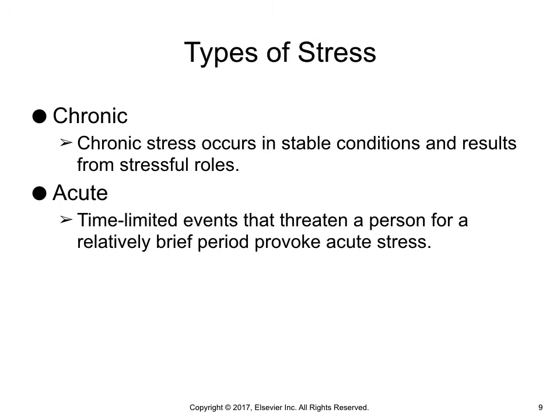Types of stress. Stress includes work, family, chronic and acute stressors, daily hassles, trauma, and crisis. Chronic stress occurs in stable conditions and results from stressful roles. Living with a long-term illness produces chronic stress. Time-limited events that threaten a person for a relatively brief period provoke acute stress.